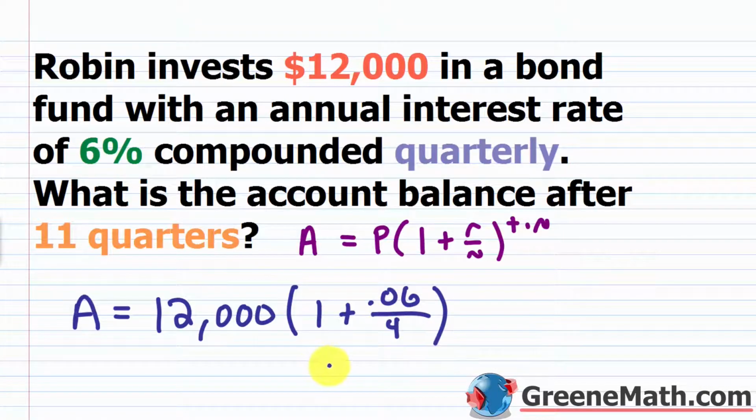Now, here's where it gets a little tricky. You have this t times n. T is the time period in years. We're told this guy in quarters, okay? So let's get to that in a second. We know n is already 4. So if I have 11 quarters, how many years is that?